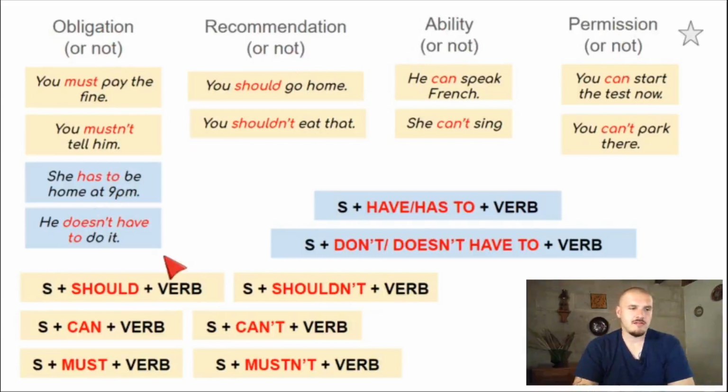Espero que esto es relativamente fácil porque les estoy diciendo las traducciones y funciona básicamente en la misma forma, ¿no? Must and mustn't is debes o no debes. A strong obligation. A recommendation, deberías o no deberías. You should, you shouldn't. Una habilidad o un permiso, you can or you can't. Puedes o no puedes. Have to and don't have to are also obligations. Tiene que o no tiene que.